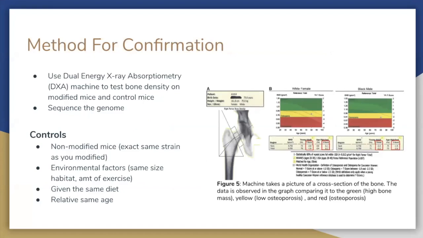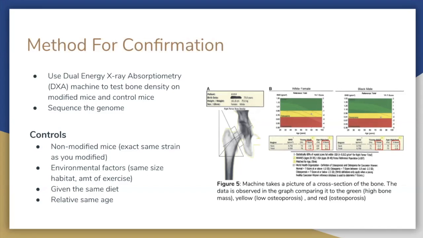The method we will use for confirmation to see if the gene is now encoded, we will use dual energy X-ray absorptiometry, also known as DXA, one of the machines to test bone density on modified mice, and we will also test the control mice to compare, and then we will sequence the genome.